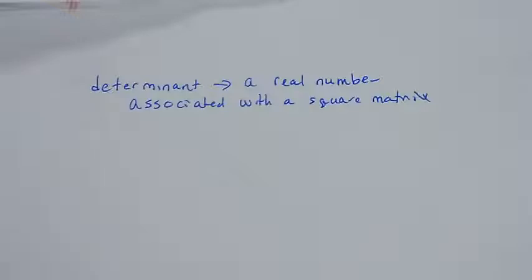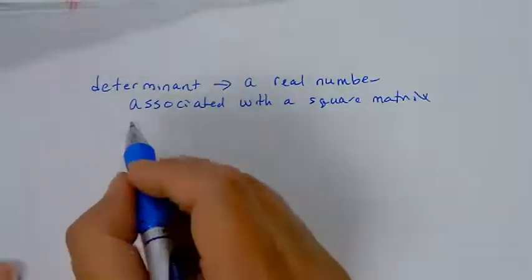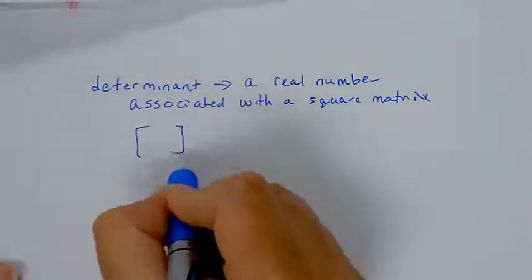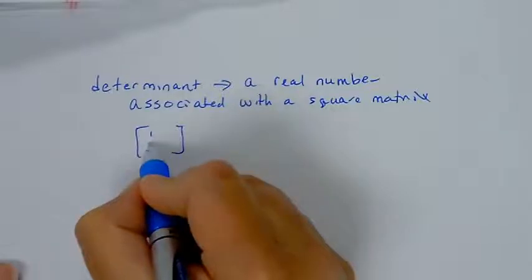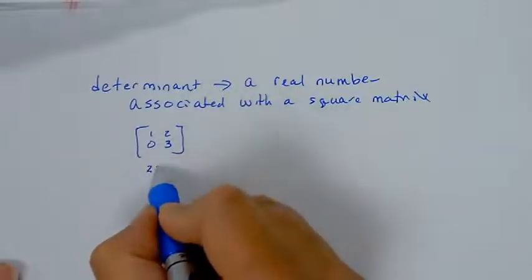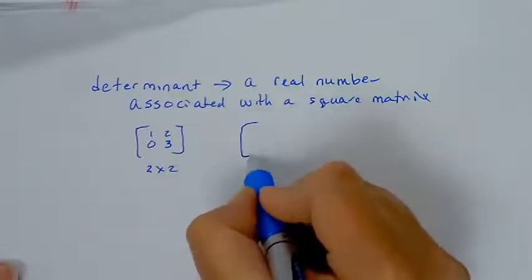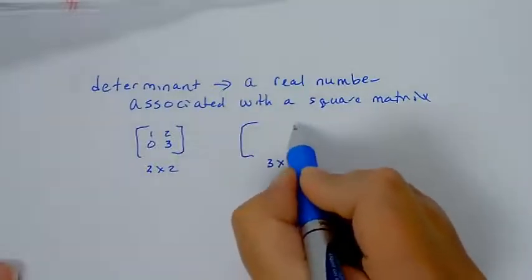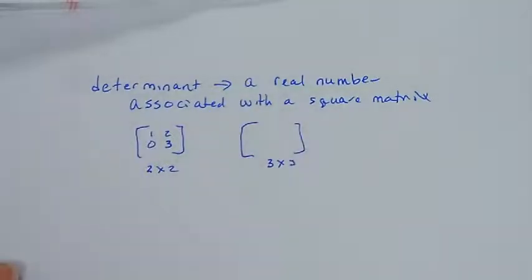I don't know that we're going to go that far, but I definitely want to cover this because I've seen it as an ACT question before. Since it says that it's associated with a square matrix, a square matrix is just like it sounds. Like this one, it would be a square matrix because it's 2 rows by 2 columns. Another square matrix would be a 3 by 3. So when the rows and columns are the same, you can find the determinant. We're basically just going to find the determinant of a 2 by 2 and a 3 by 3.